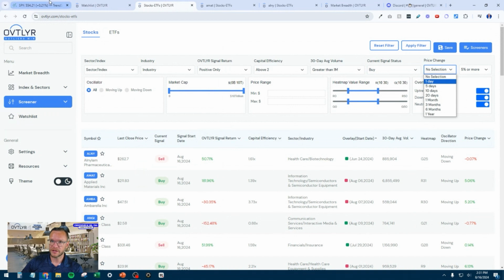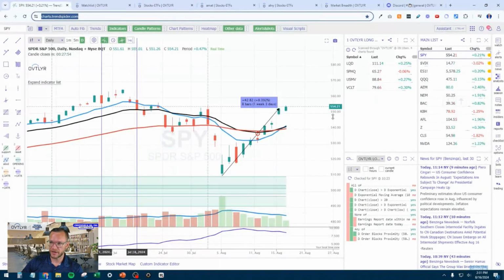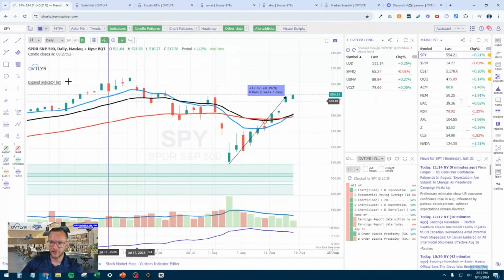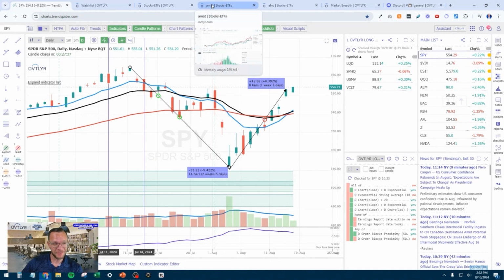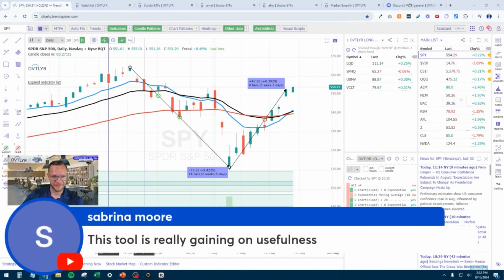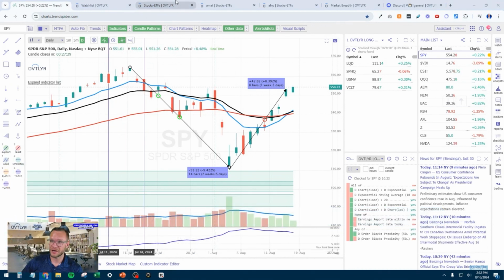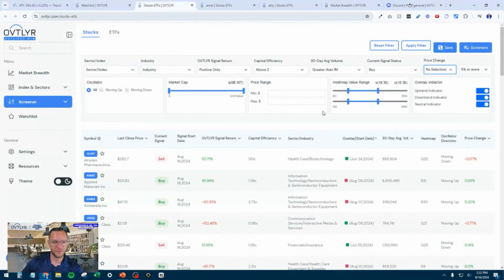Price change. Now, this is one, the SPY is a great example right now, because the SPY had a really strong pullback, a 9% pullback from highs. Isn't that crazy? Pullback and then back up again, which Outlier is now at where it was when it gave that buy signal. So that buy signal at the moment when it came through looked pretty hard, but now it's looking pretty great. This tool is gaining on usefulness. You're 100% right. And that's what we're trying to do, is make it better every single day.